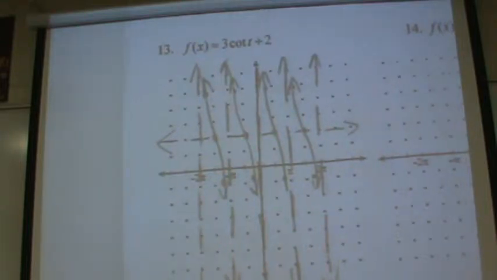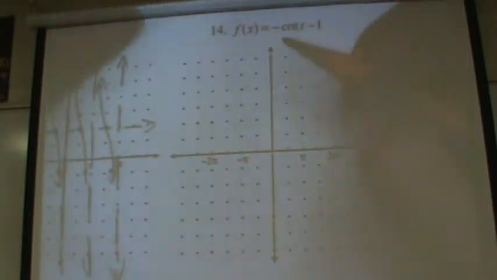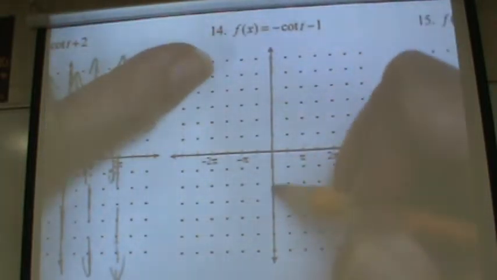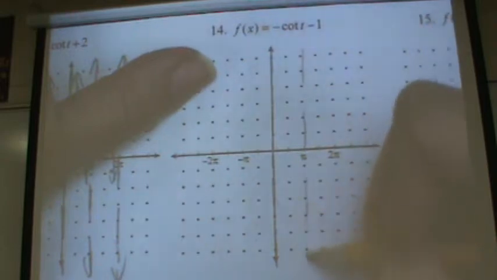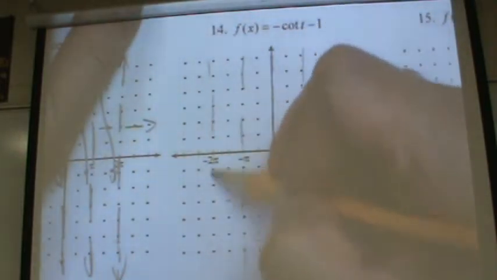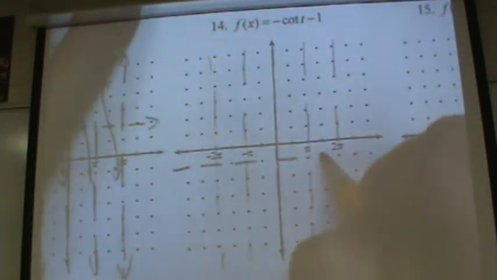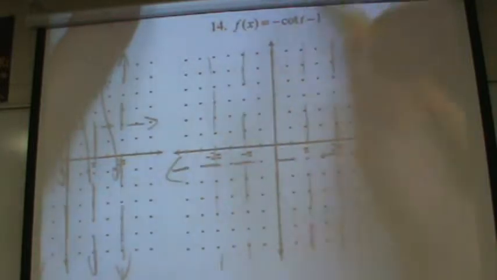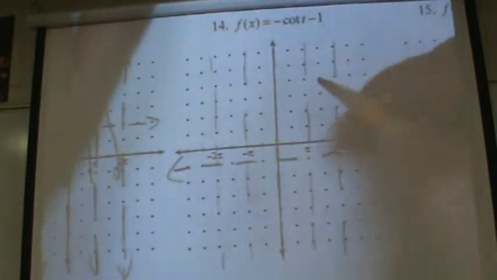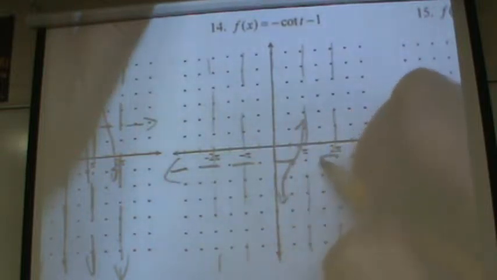Good? Next one, cotangent: pi, 0, pi, 2 pi, 1 unit down. And it's a negative cotangent, so it's going to look like a tangent, with a steepness of 1.